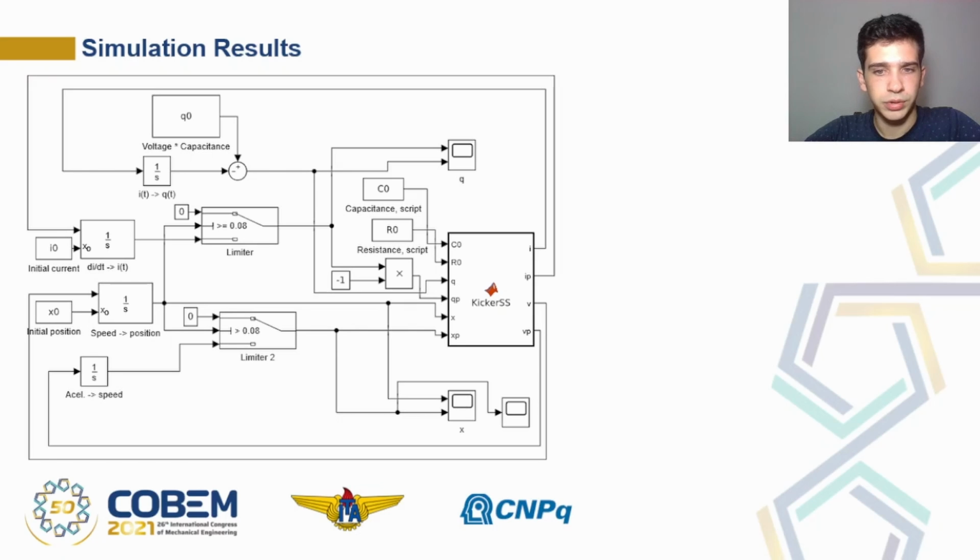Here you see the block diagrams of the model with the cited variables, in addition to other variables such as Q, that is the capacitor charge and related to the current, and X, that is the plunger's displacement. The integrations presented in the model are represented in the block diagrams by the fractions 1 over S.